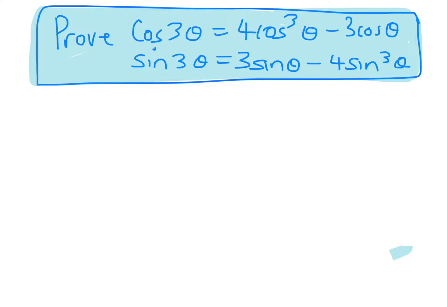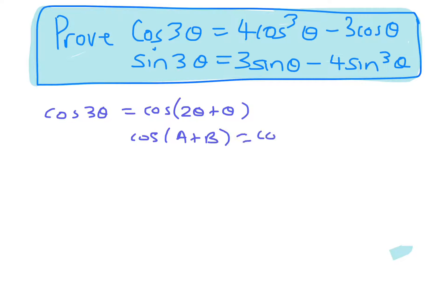Okay, just looking at the proofs for cos 3 theta and sin 3 theta. If we look at cos 3 theta, we treat it as cos of 2 theta plus theta, and then we use the cos A plus B rule. The cos A plus B rule will go cos A, cos B, because you think CC.